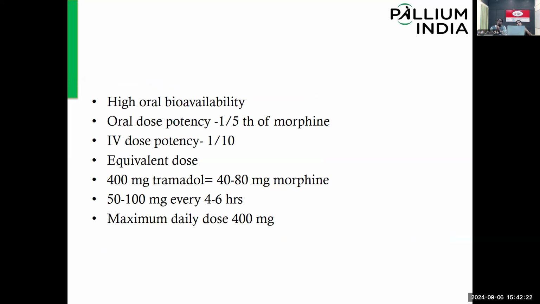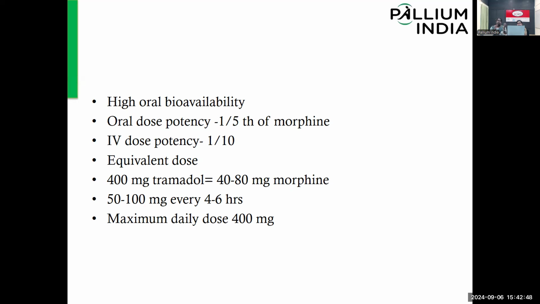It has a high oral bioavailability, and the oral dose potency is 1/5 of morphine. That is very important; you can get MCQs like this: what is the oral dose potency of tramadol? It is 1/5 of morphine. The IV dose potency is 1/10, and the equivalent dose is that 400 milligram of tramadol is equivalent to 40 to 80 milligram of morphine.